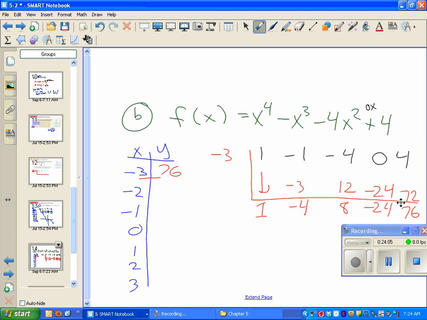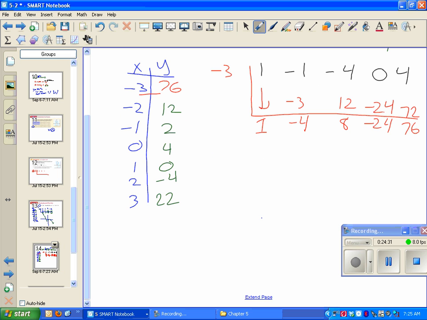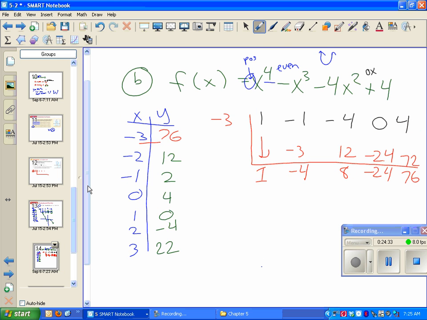And the values you should hopefully get are 12, 2, 4, 0, -4, and 22. So before we graph it, let's look at what kind of degree we have. The highest degree is 4, so that would be an even function. And there's nothing out in front, so that would be a +1. So even positive is going to go up like a cup. So before you start graphing the points, just check and make sure you know what the end behavior is, because that's probably the newest thing in this section.